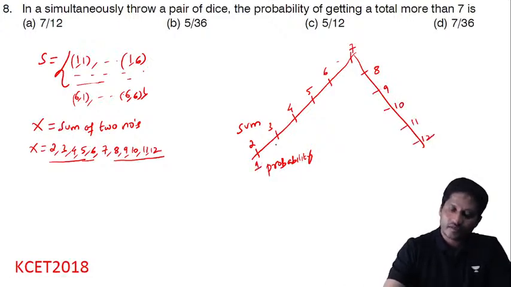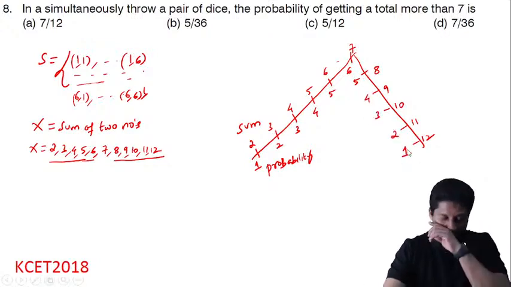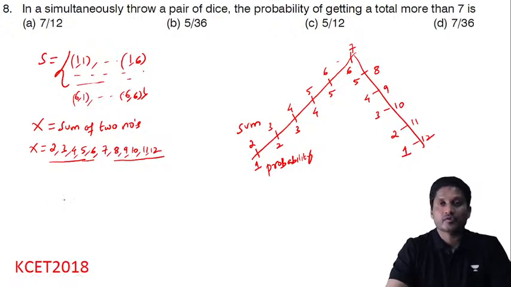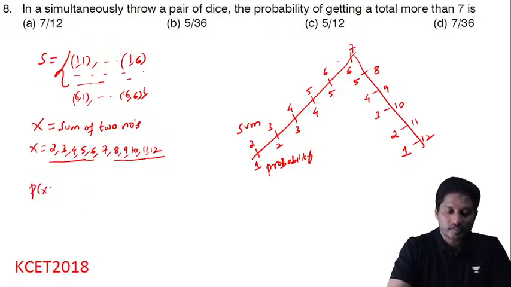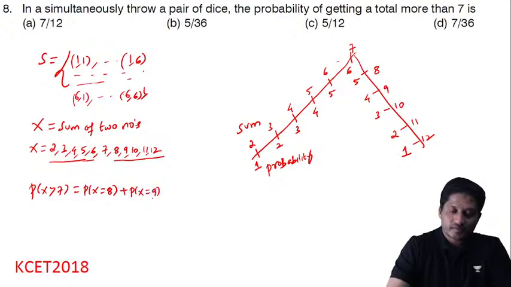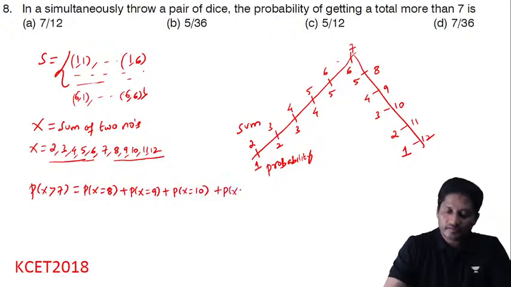Probability: I'll write 1, 2, 3, this is 4, this is 5, then in reverse 5, 4, 3, 2, 1. Okay. I want the probability of sum more than 7, P of x more than 7. More than 7 means x is equal to 8 plus x is equal to 9 plus x is equal to 10 plus x is equal to 11 plus x is equal to 12.